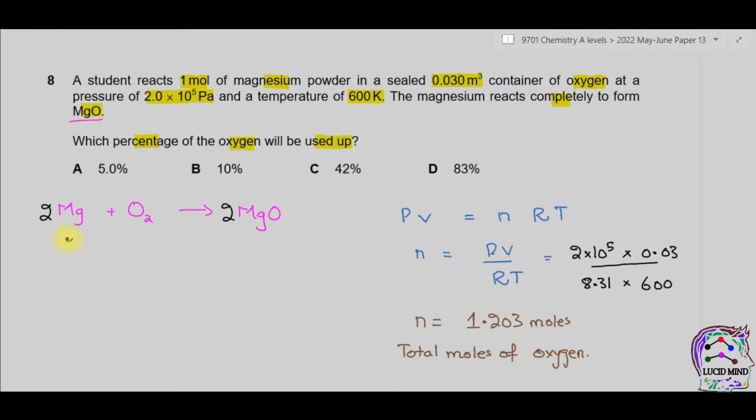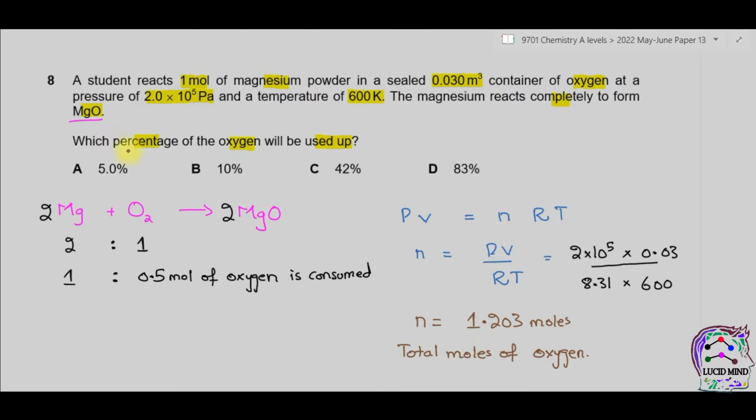So it means 2 moles of magnesium require 1 mole of oxygen. As we have 1 mole of magnesium powder, it will require half a mole of oxygen according to this ratio. So 0.5 moles of oxygen is required or is consumed. This is the total moles of oxygen.